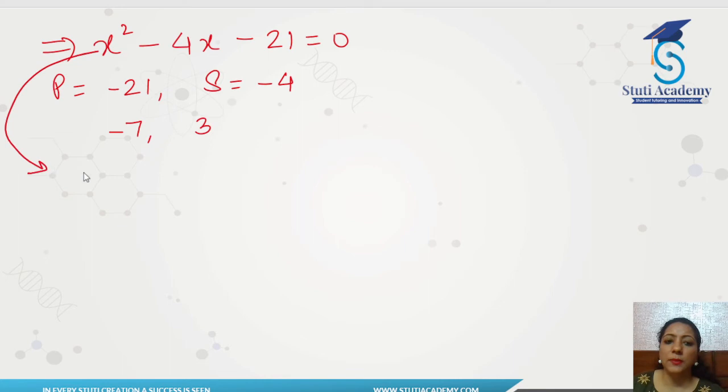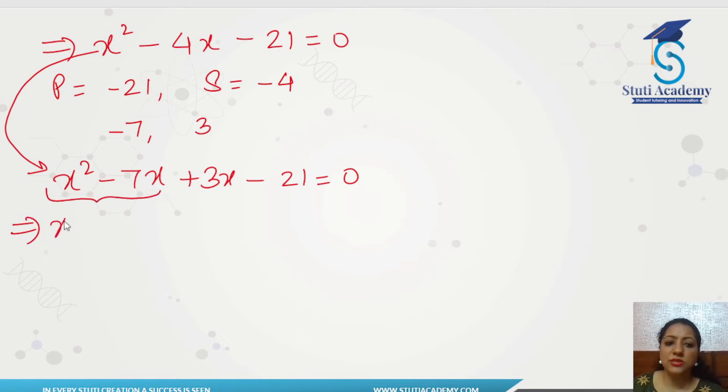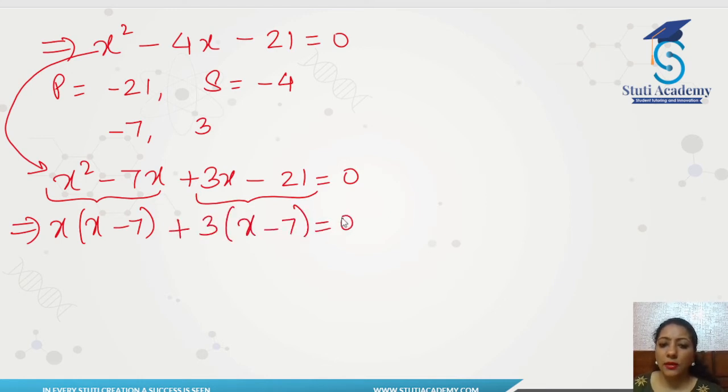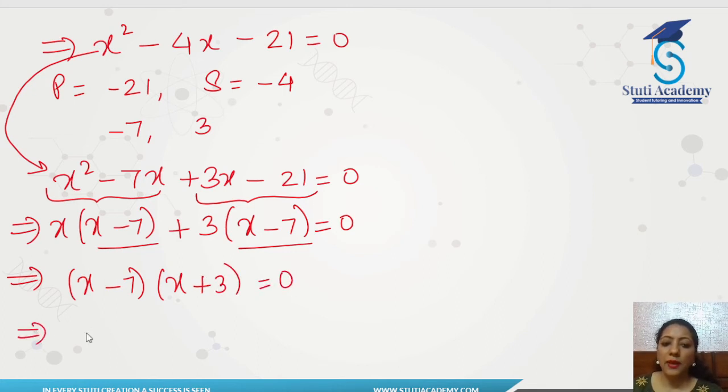So now here we will split the middle term and we will write this minus 4x as minus 7x plus 3x. Now we'll simplify this. Here we can take x common and we'll have x minus 7. And we can take here 3 common and we'll have x minus 7. Now further, we can take this x minus 7 common and we will then have x plus 3 equal to 0. From here, we can conclude that either x is 7 or x is minus 3.